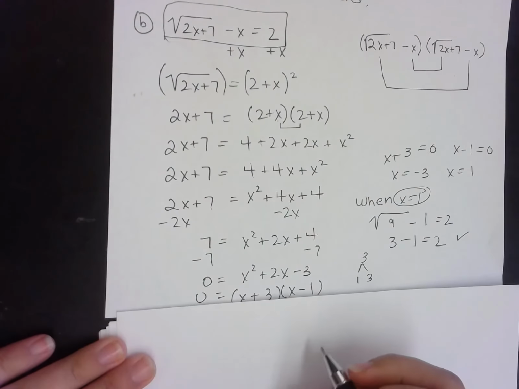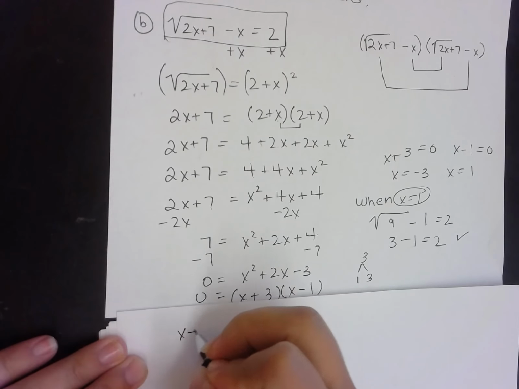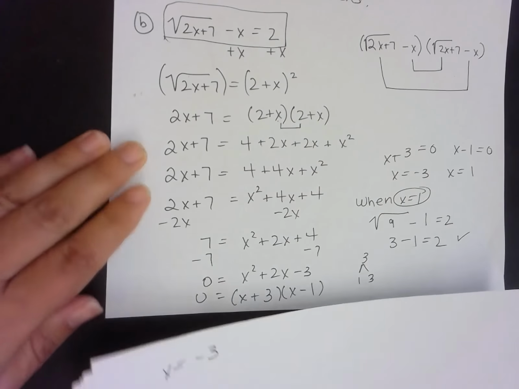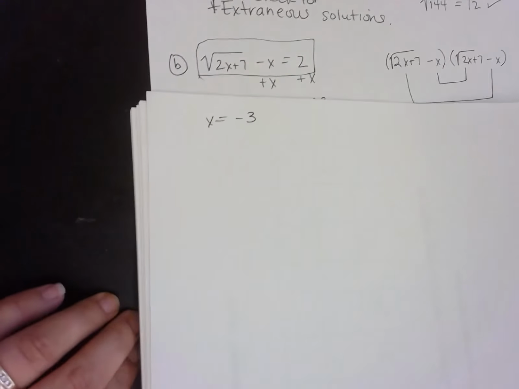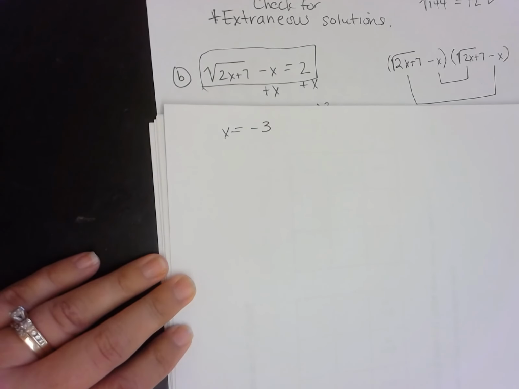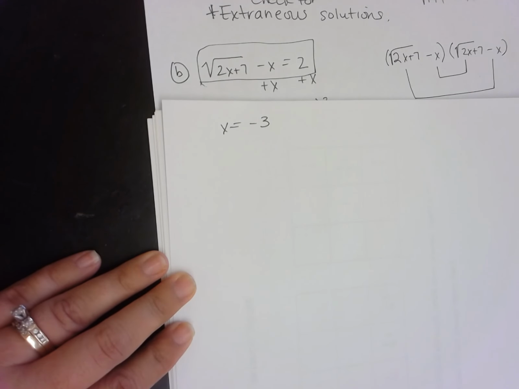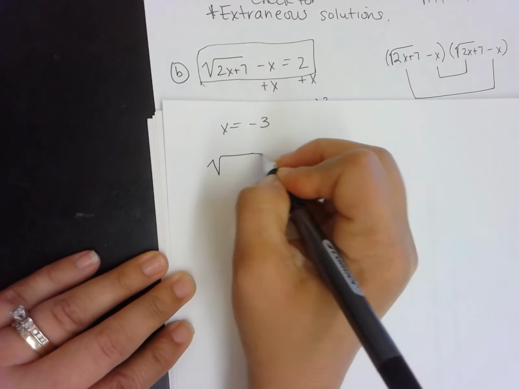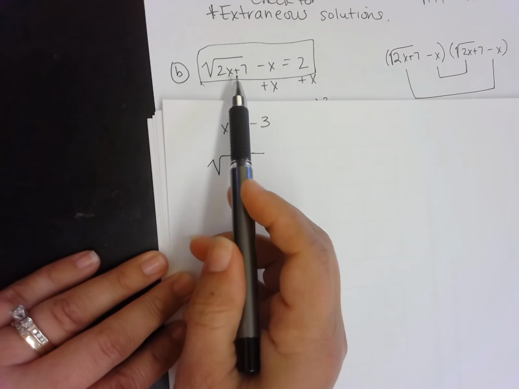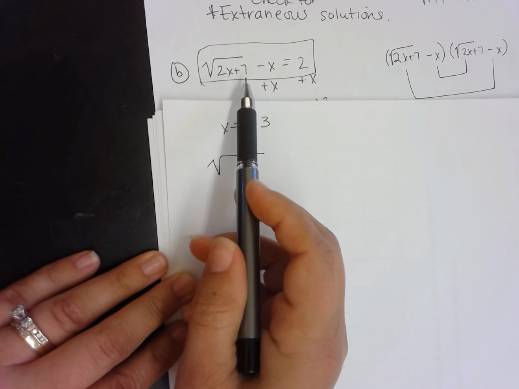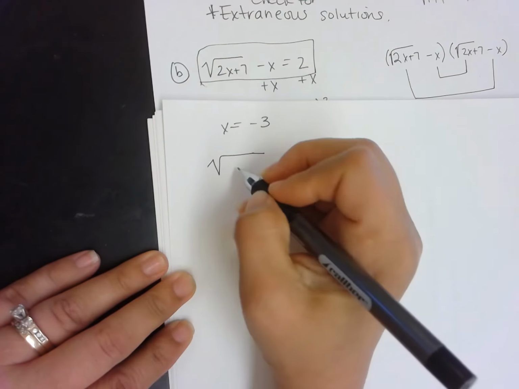So now I want to check if when x is negative 3. Okay, again, I'm going to put this into this particular equation here. That's my original. I'm checking, does my solution x equals negative 3 work? So I'm going to have the square root of 2 times negative 3, which is negative 6, plus 1. So this gives me the square root of 1 here.